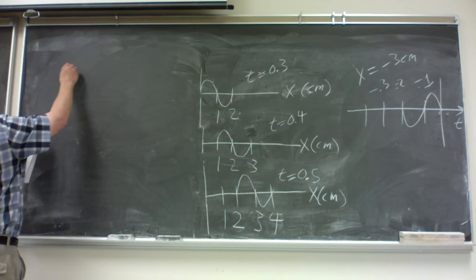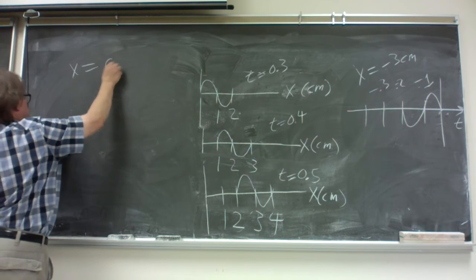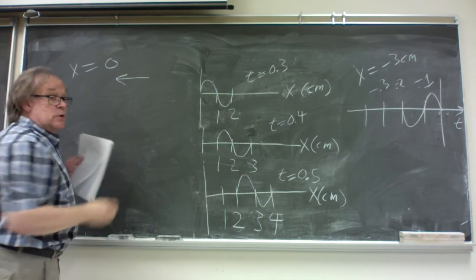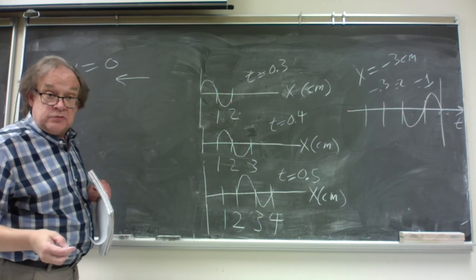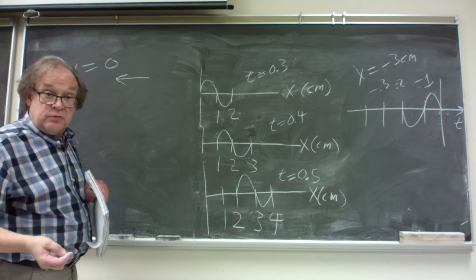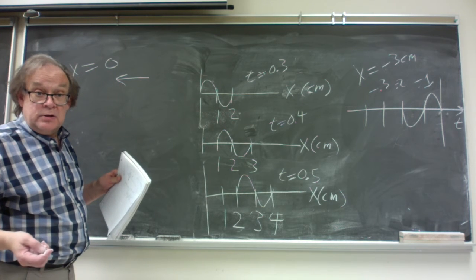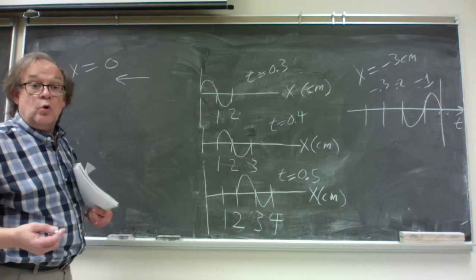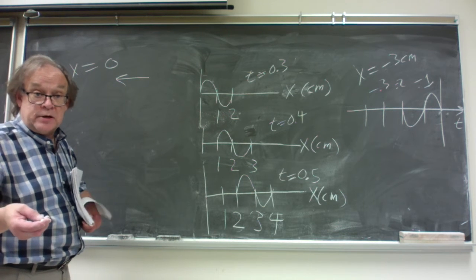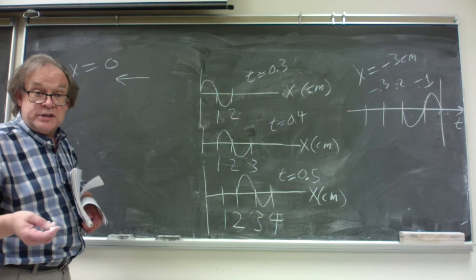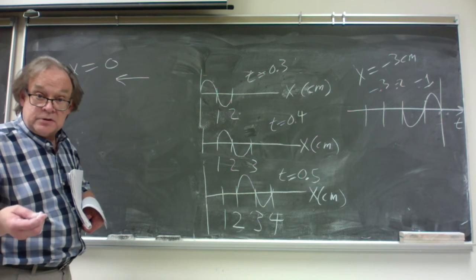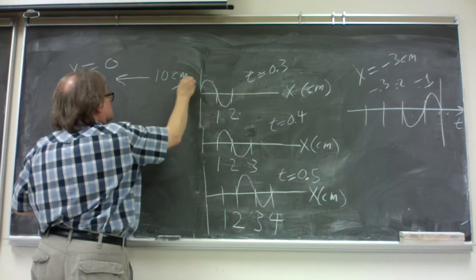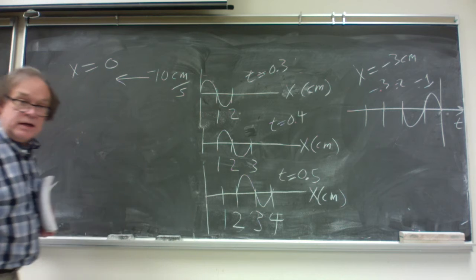Let's say this is the history of the x equals 0 point. And let's say now this time the wave is moving right to left. Now it's got a negative velocity, but still the speed is the same as before, just to keep things simple, 10 meters per second, or 10 centimeters per second, or 1 centimeter per 10th of a second in the negative direction.